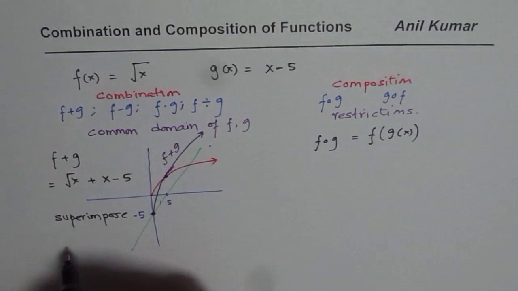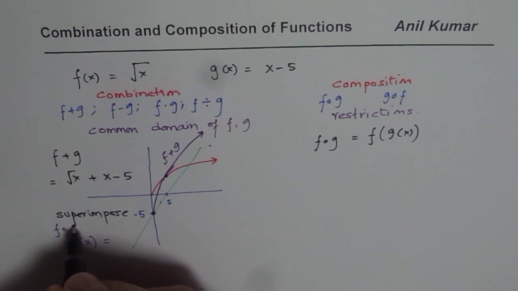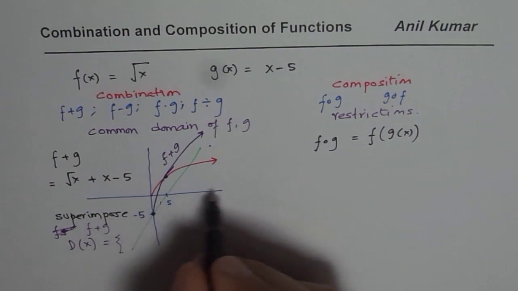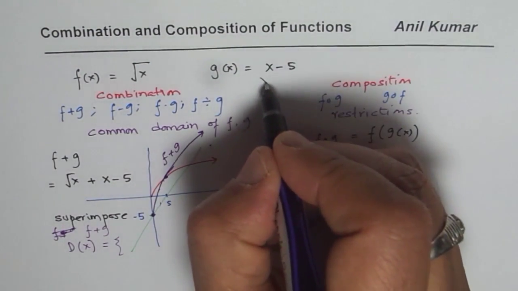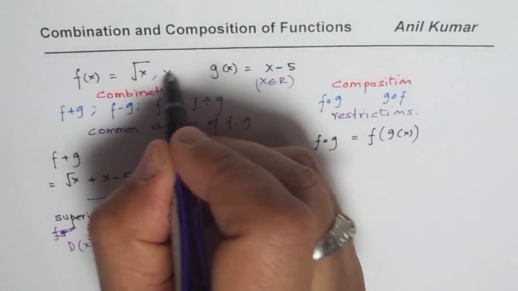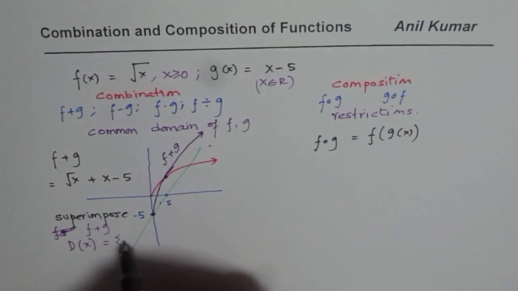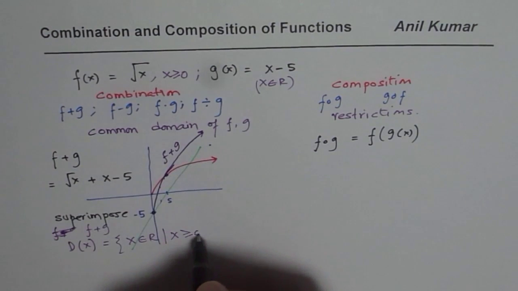And you can clearly see the domain of the function I'm talking about, f plus g. The domain of f plus g is the common domain of the two. Here there are no restrictions. The domain of g is that x belongs to real numbers, and the domain of f is that x is greater than or equal to 0, correct? So the common domain is x belongs to real numbers where x is greater than or equal to 0.